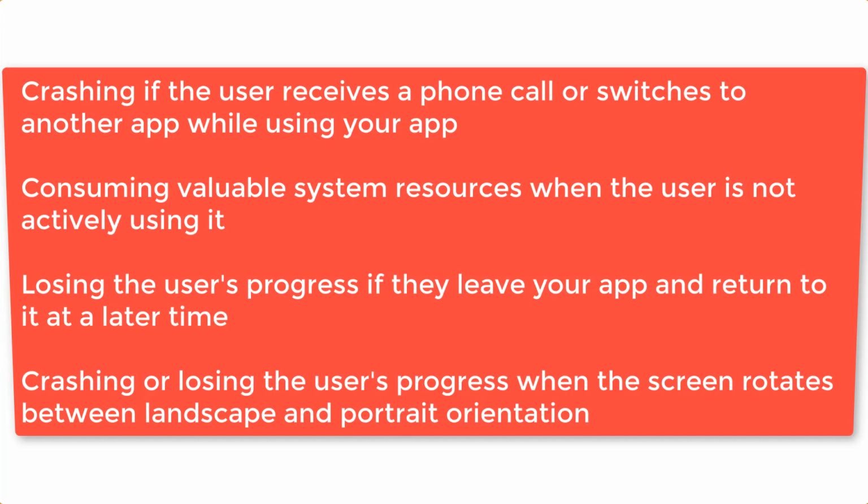So for example, a good implementation of the lifecycle can help ensure that your app avoids, first, crashing if the user receives a phone call or switches to another app. Second, consuming valuable system resources. Third, losing the user's progress if they leave your app. And fourth, crashing or losing the user's progress when the screen rotates between landscape and portrait orientation. So that's really what the lifecycle fundamental concept is all about.